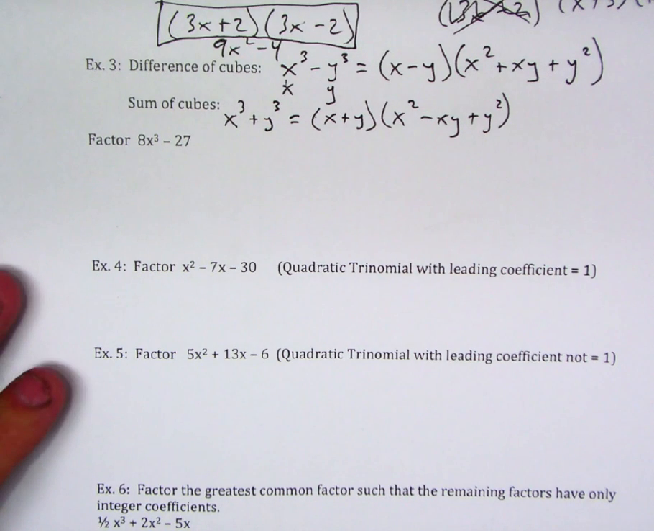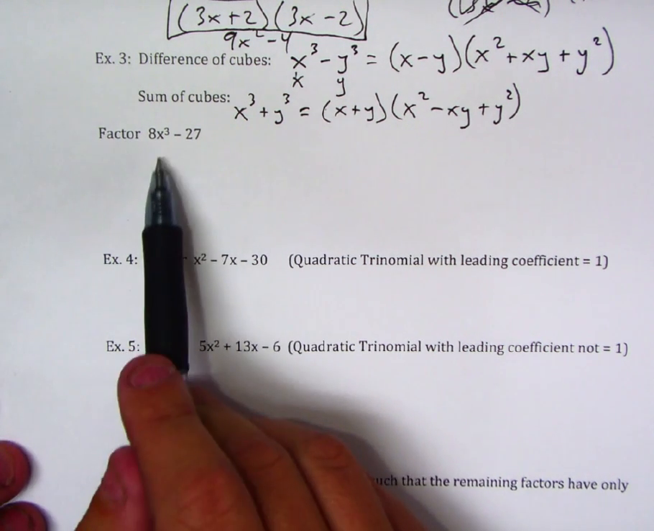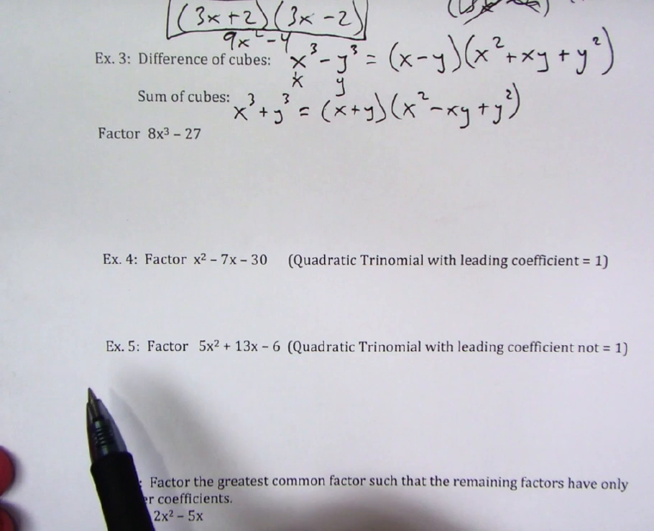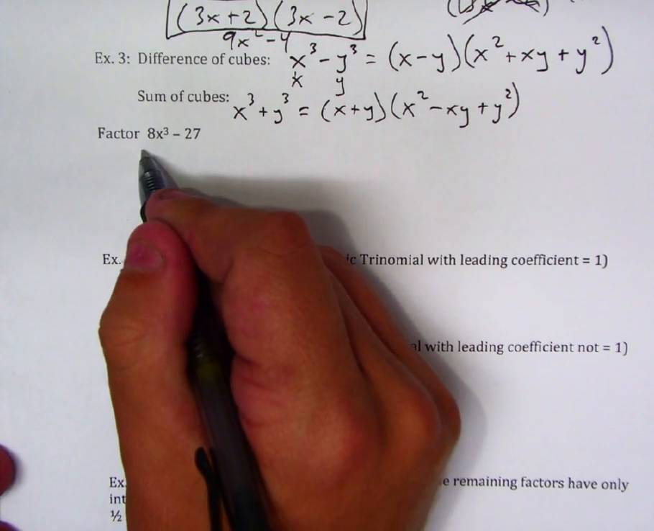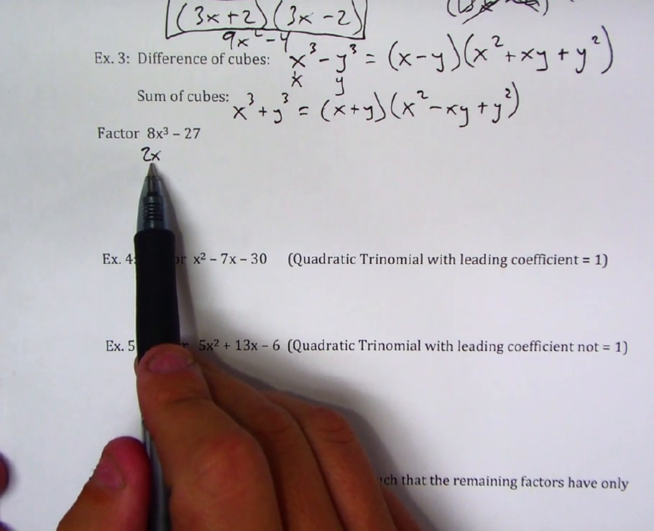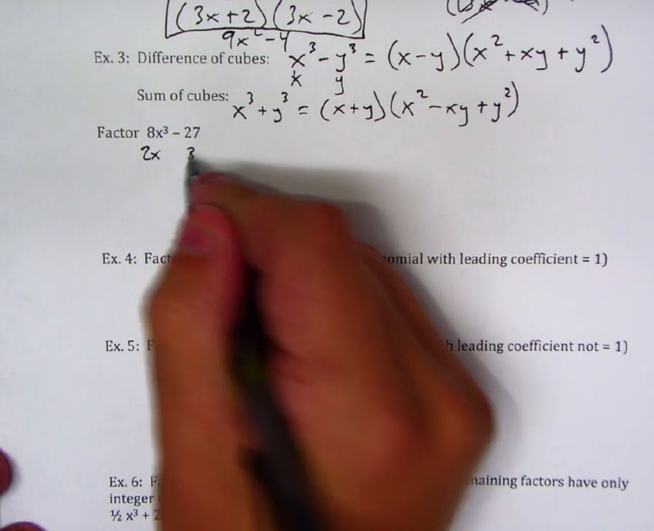We want to factor 8x cubed minus 27. Okay, step one, identify that it is a difference of cubes. I can cube root 8x cubed, and I can cube root 27. So let's find those cube roots. The cube root of 8x cubed is 2x, because if I would multiply 2x by itself 3 times, I would get 8x cubed. The cube root of 27 is 3.